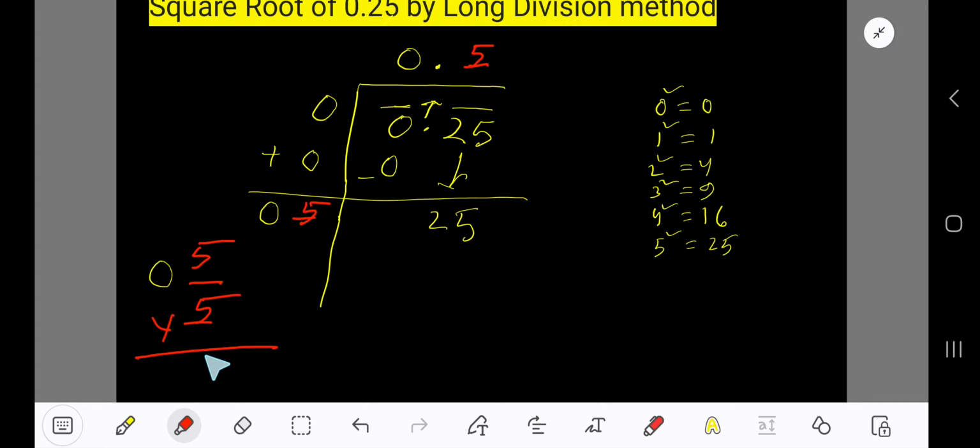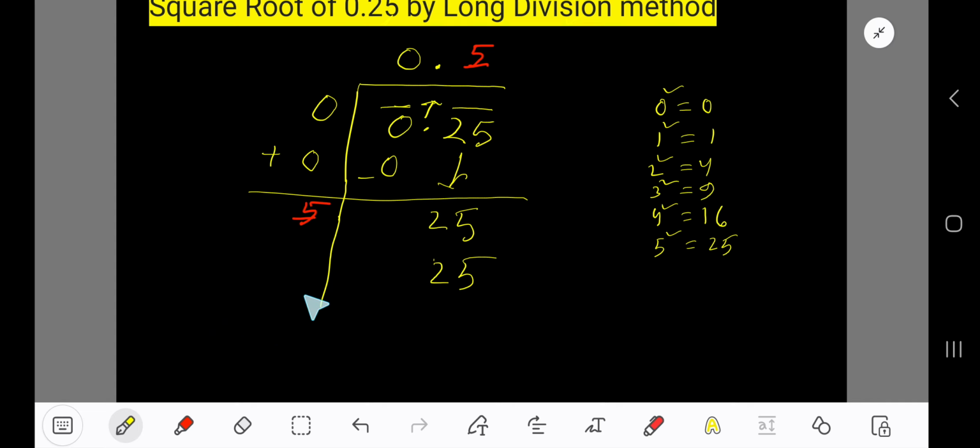5 times 5, 25. 5 times 0, 0. Okay. Actually you don't need this 0. So 5 times 5, 25. That is right. 5 times 5, 25. You don't need this 0. This 0 doesn't have any value.